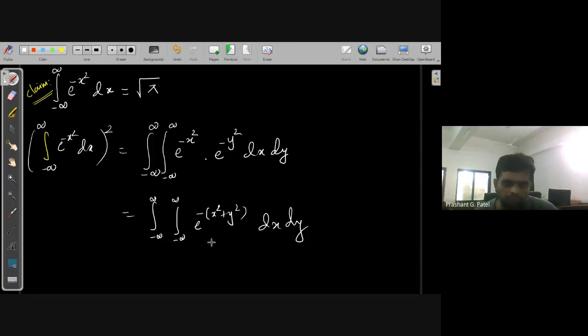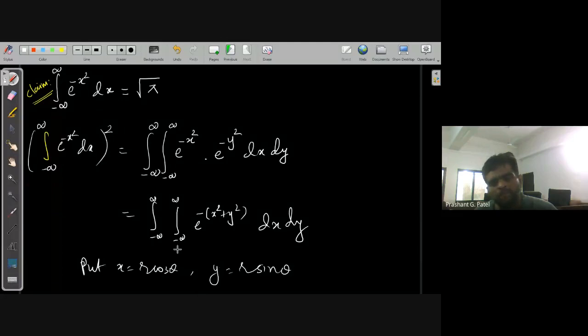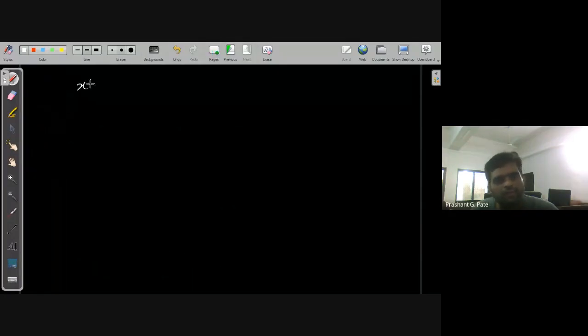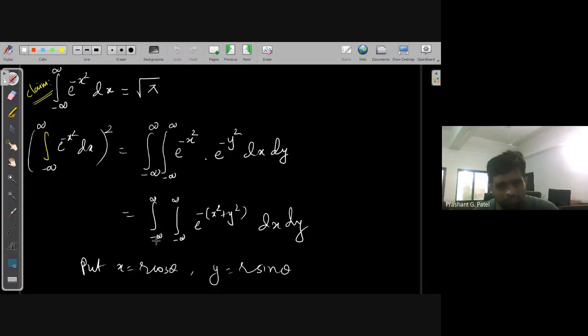Now to calculate this one, we'll convert this into polar coordinates. Let us substitute x equal to r cos theta and y equal to r sin theta. If you substitute this, then you will have x square plus y square equal to r square. And what are r and theta moving over here? X is minus infinity to plus infinity, y is also minus infinity to plus infinity. So we can see that the entire plane is covered by this limit. That's why the limits of r and theta should cover the entire plane. So what is the value of r? It is the distance from the origin to any point in the plane. So r is 0 to infinity.